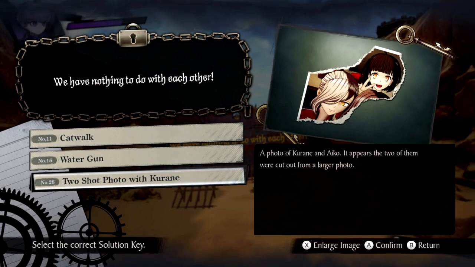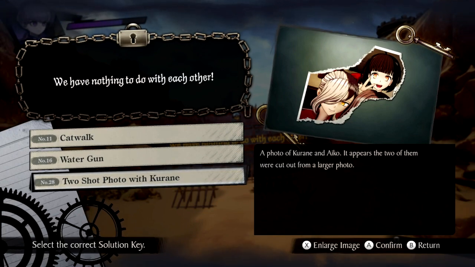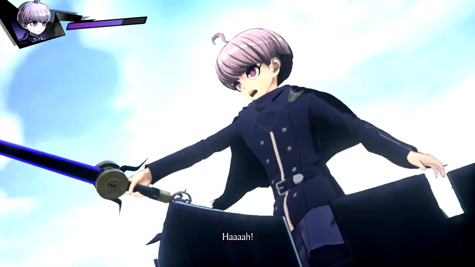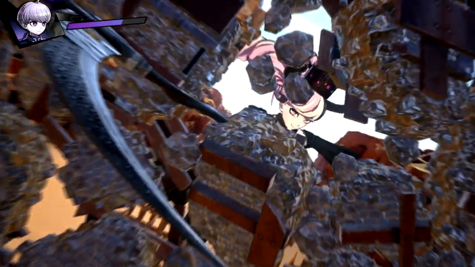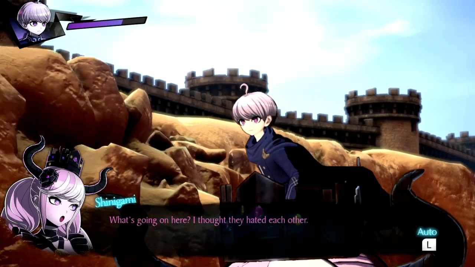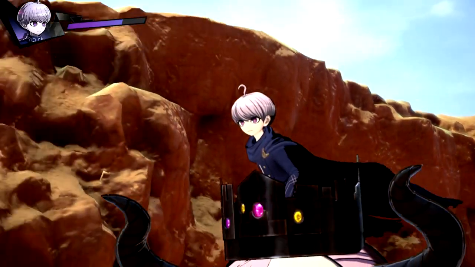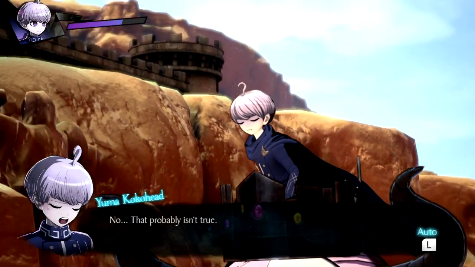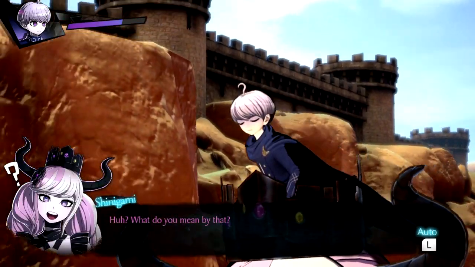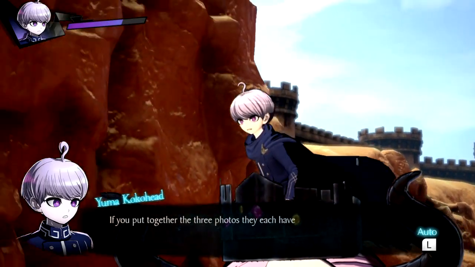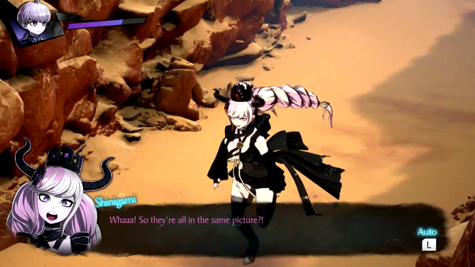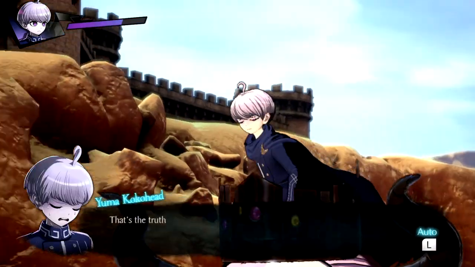A photo of Kurane and Aiko. It appears the two of them were cut out from a larger photo. You're wrong! Huh? Come on! What's going on here? I thought they hated each other. No, that probably isn't true. Huh? What do you mean by that? If you put together the three photos they each have... What? So they're all in the same picture? That's the truth.